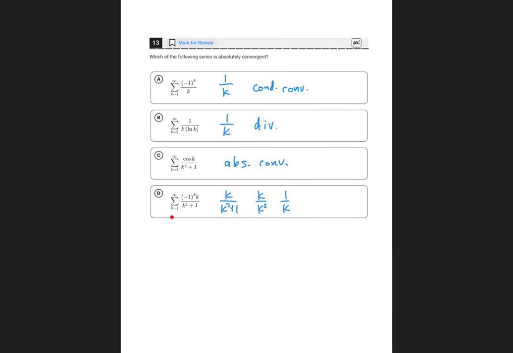But the alternating series itself converges, since this term will be decreasing and go to 0. And so yeah, the overall alternating series converges, but the absolute value diverges. So this will be conditionally convergent. Okay, so the C is the only one that's absolutely convergent.